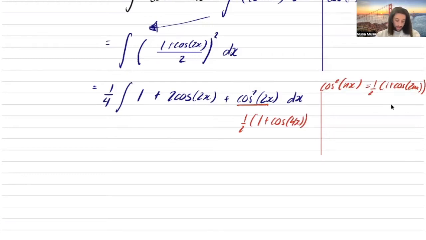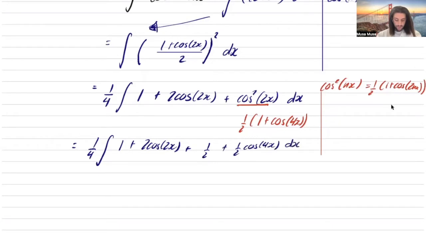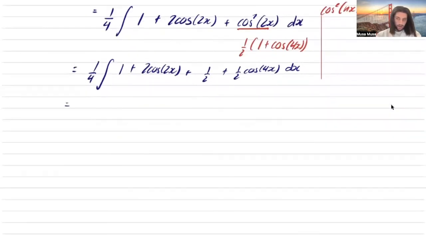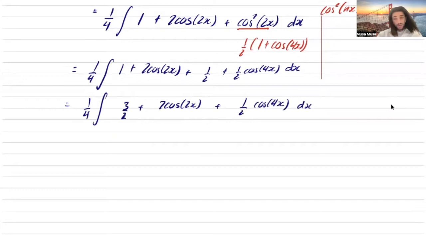Wonderful. So now my integral becomes a quarter of the integral of 1 plus 2 cos 2x plus, and then that expanded is a half plus a half of cos of 4x dx. And then again, this is just a quarter, and then let me just clean this up. That's 3 over 2, so that 1 plus that half, and then plus 2 cos 2x plus a half of cos of 4x. And now you can just integrate.